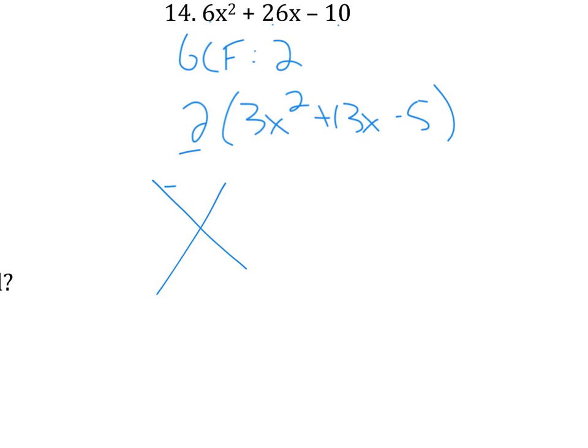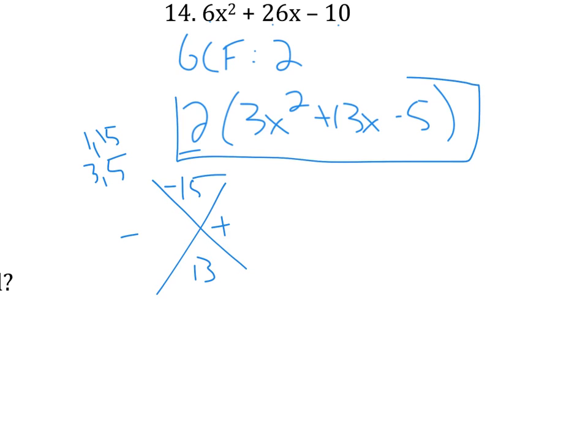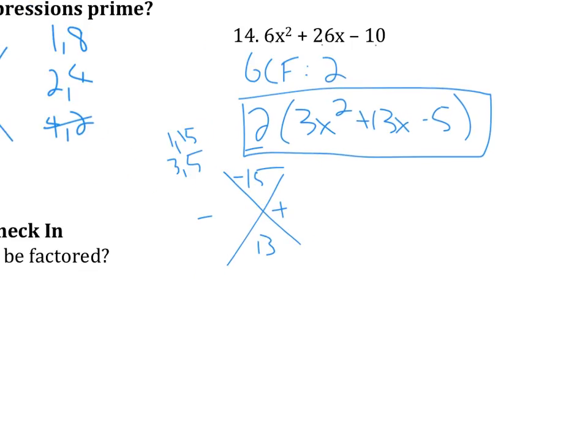So 3 times -5 is a -15, and then we get 13 here. Since this is negative and this is positive, and we're looking for a negative and a positive, my biggest is positive, so for 15, we have 1 and 15. Well, that has a difference of 14. That doesn't work. And then 3 and 5, that has a difference of 2. That doesn't work. So there is nothing. So then this ends up being our answer, which is factorable because we factored out a GCF of 2.